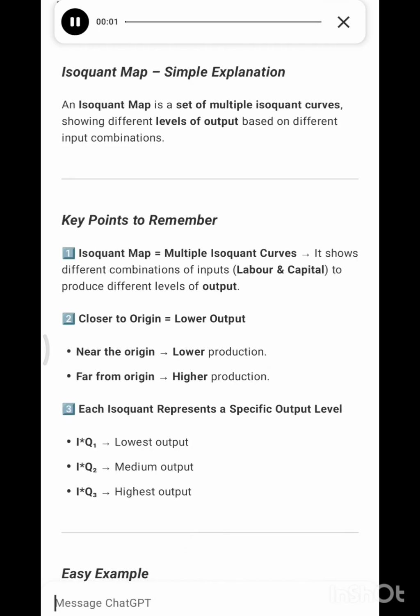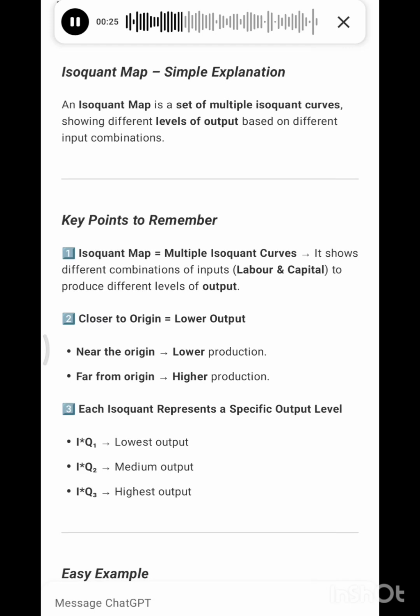Isoquant map, simple explanation. An isoquant map is a set of multiple isoquant curves showing different levels of output based on different input combinations. Key points to remember. 1. Isoquant map equals multiple isoquant curves. It shows different combinations of inputs, labor and capital, to produce different levels of output.